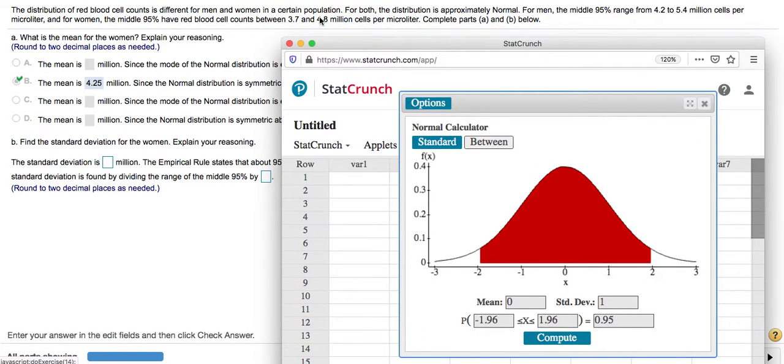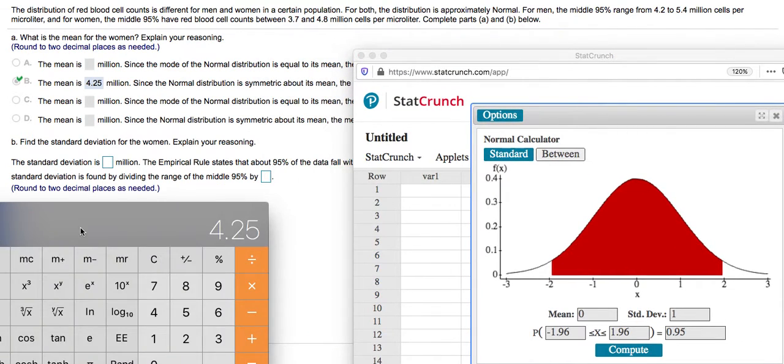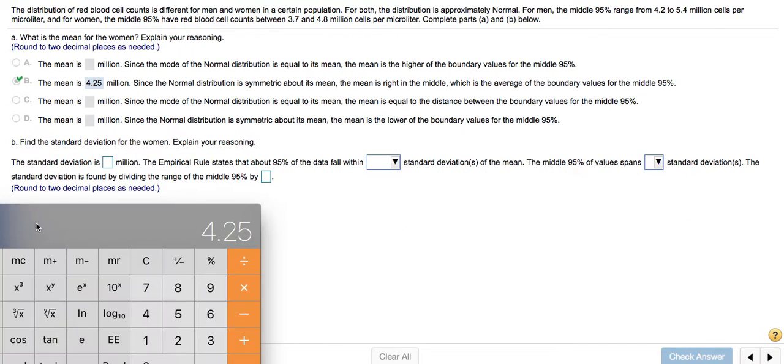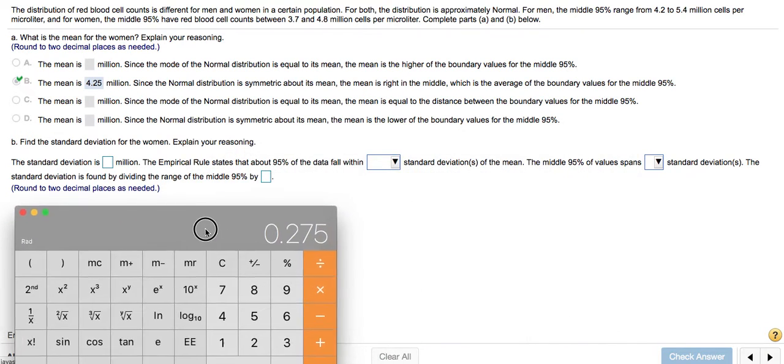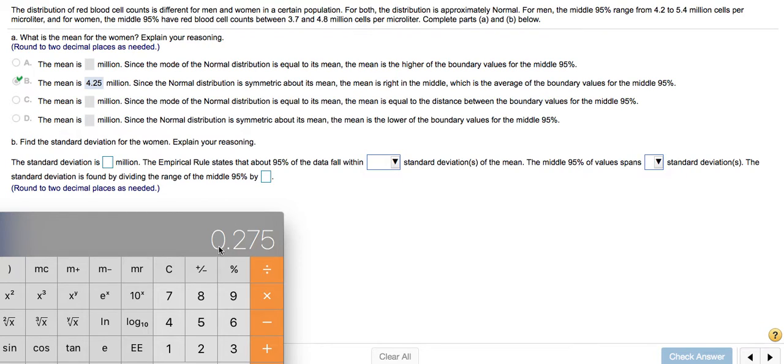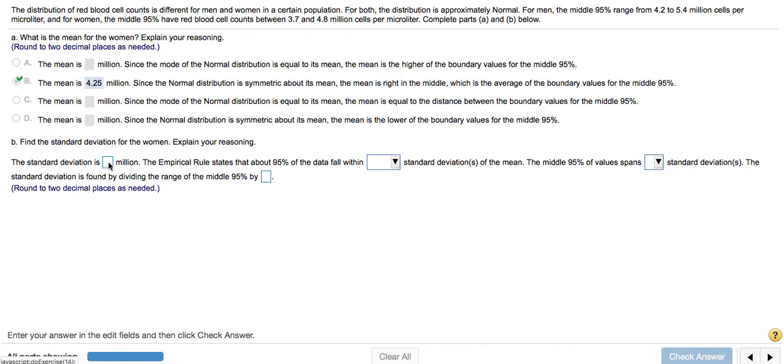So how can we do that? 4.8 million is the upper bound. If I subtract off 3.7, the lower bound, that's going to be this length. If I take that number and divide it by 4, that number will be my standard deviation. So I think we can do this in a calculator as well. So bring this back up here. I take the larger of the two bounds, 4.8, and I subtract off 3.7. Okay, 1.1 is how far you're going from the lower to the upper bound of the middle 95% of the data. If you divide that by 4, this number here represents the standard deviation. It says to round it to 2 decimal places, which is 0.28. So I'll put that here.